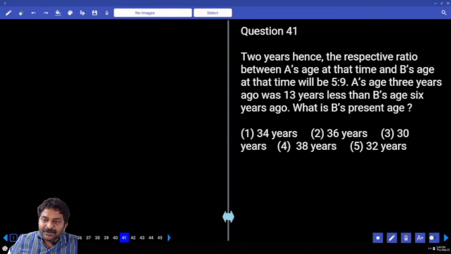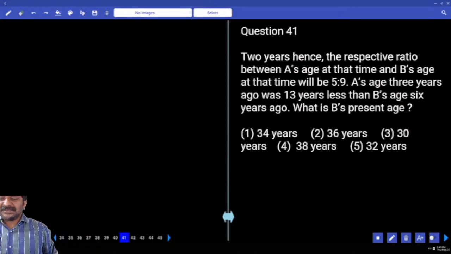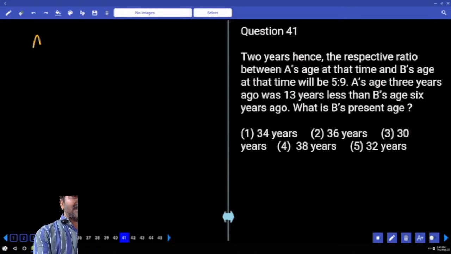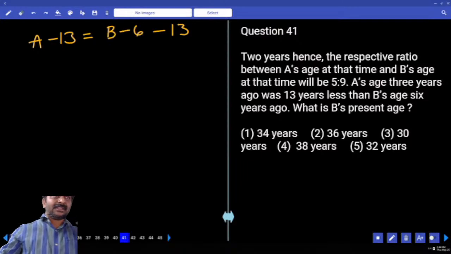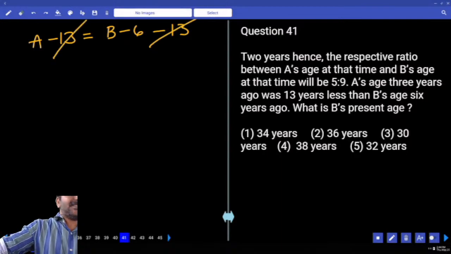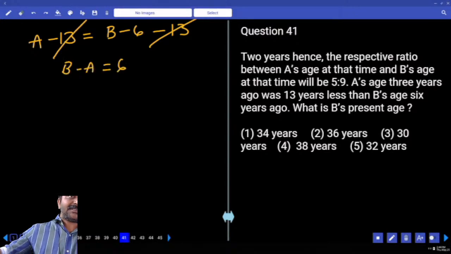2 years hence, the respective ratio between A's age at that time, B's age at that time will be 5:9. A's age 3 years ago was 13 years less than B's age 6 years ago. A's age 13 years back was 13 less than B's age 6 years ago. Minus 13 gets cancelled. From this, b minus a is equal to 6 years.